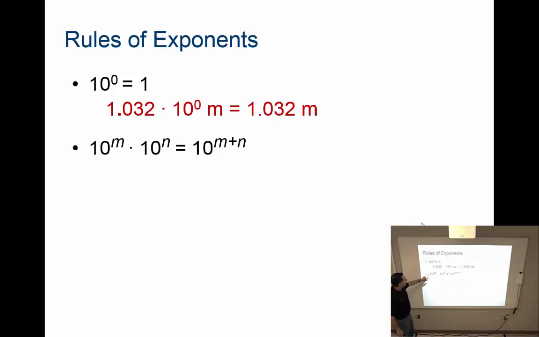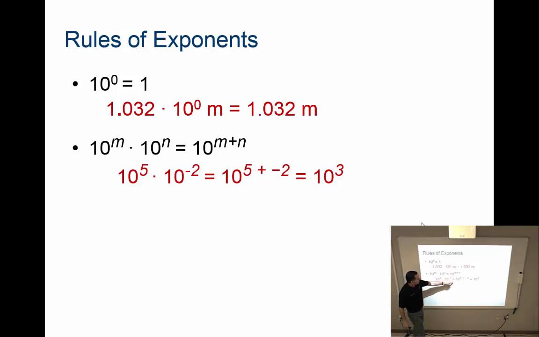Okay. If I have numbers that I'm multiplying with the same base and different exponents, multiplying those is the same thing as adding the exponents together. So 10 to the m times 10 to the n is the same thing as 10 to the m plus n. So 10 to the 5th times 10 to the negative 2 is 10 to the 5th plus a negative 2, and I get 10 to the 3rd power.